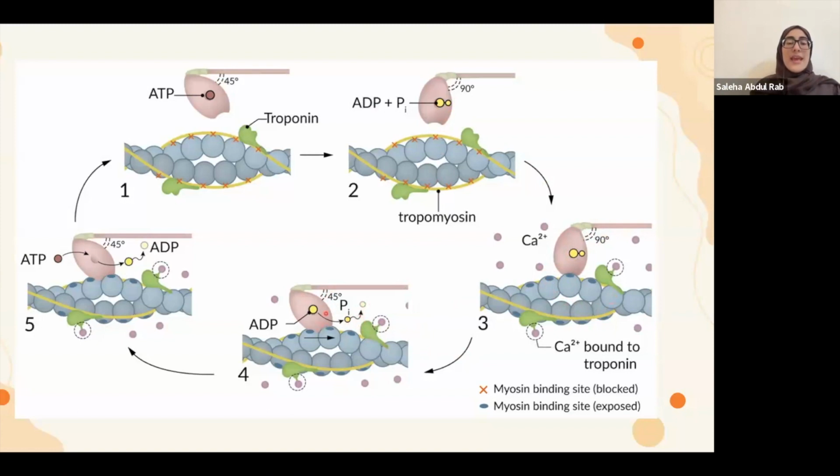Okay, so the angle changes from 90 to 45. And that is the power stroke part. Then finally, a new ATP molecule comes and joins. And that loosens the cross bridge.